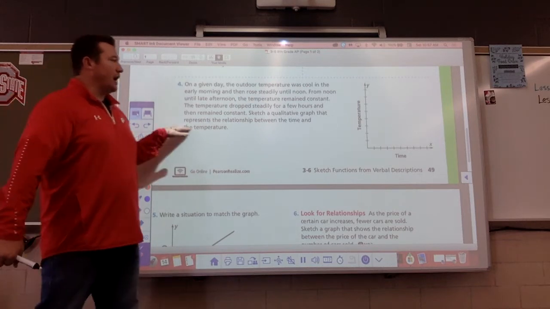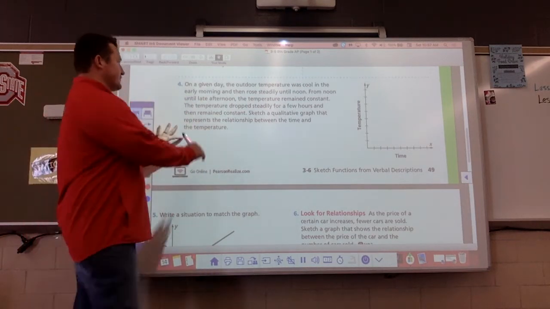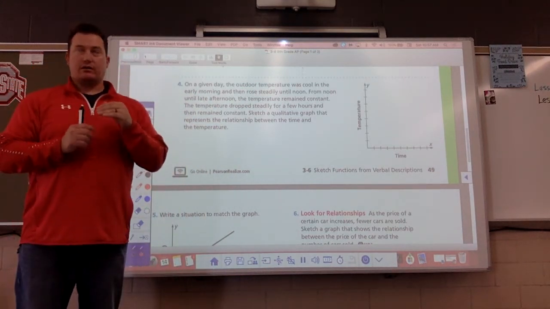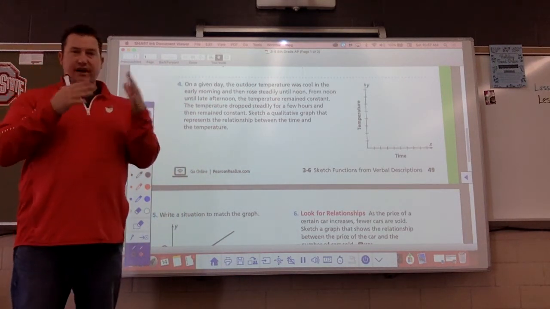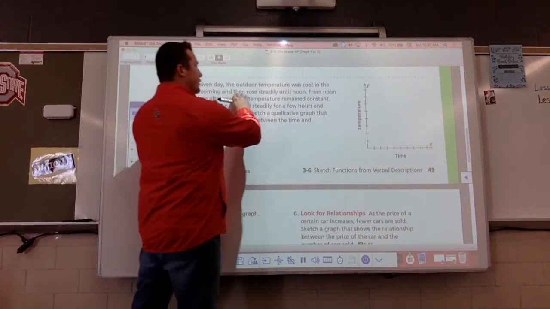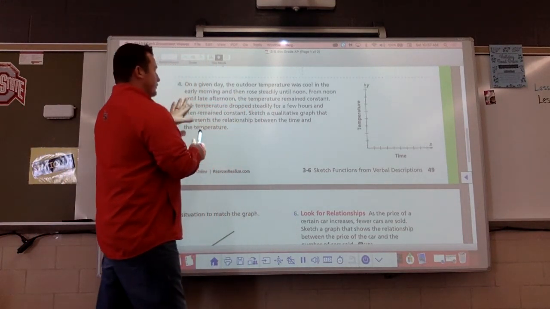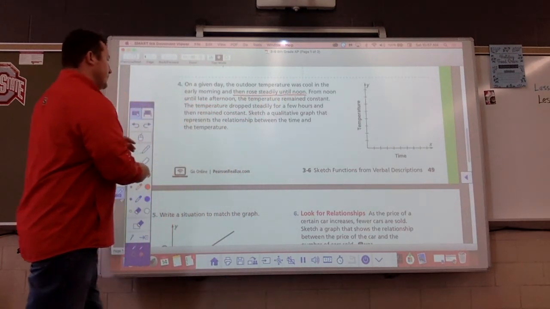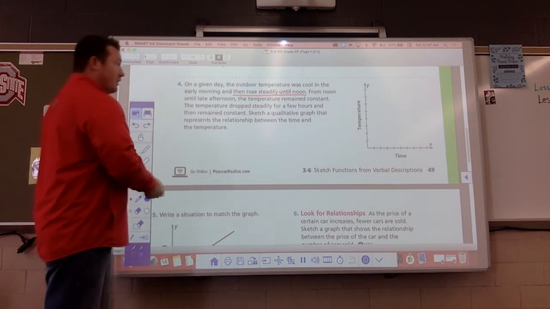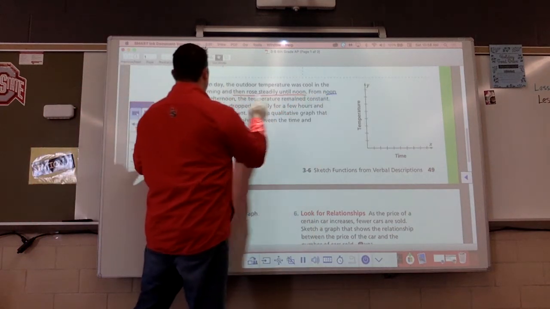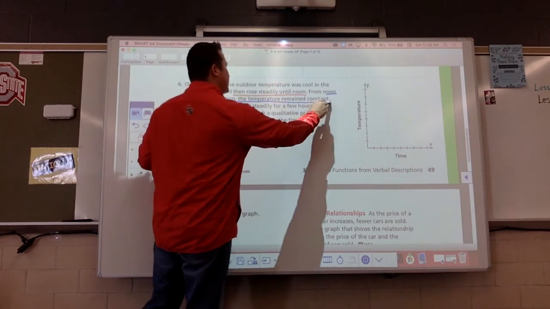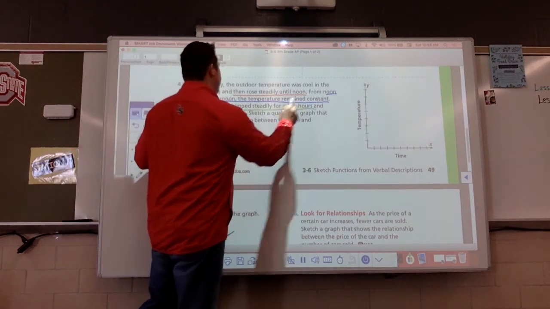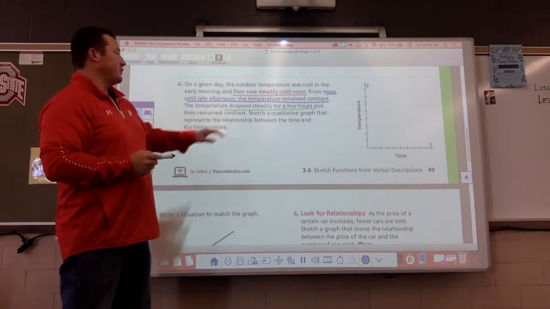All right, here we go. Now we get to sketch. This is probably one of my favorite things to do. On a given day, the outdoor temperature was cool in the early morning. Okay? Telling us that's kind of where we're going to start. Then it rose steadily until noon. All right? So it rose steadily until noon. From noon until the afternoon, the temperature was constant. All right? Then the temperature dropped steadily for a few hours and then remained constant.